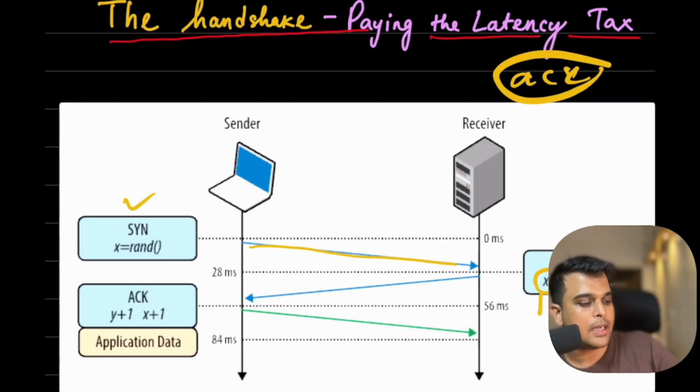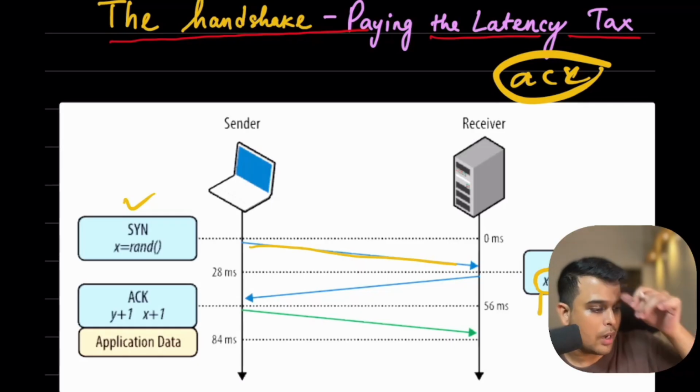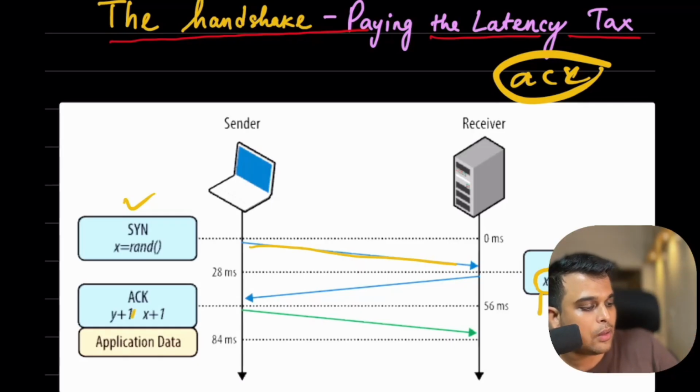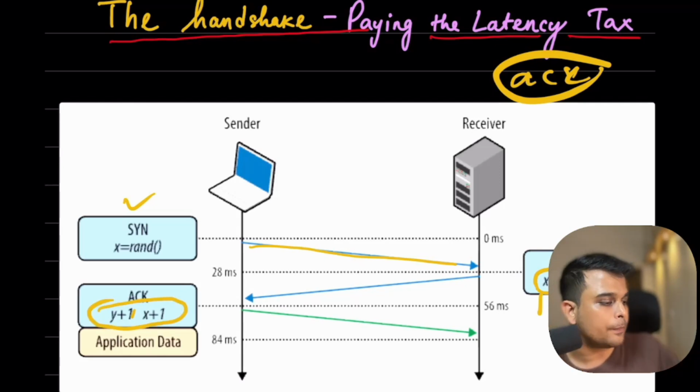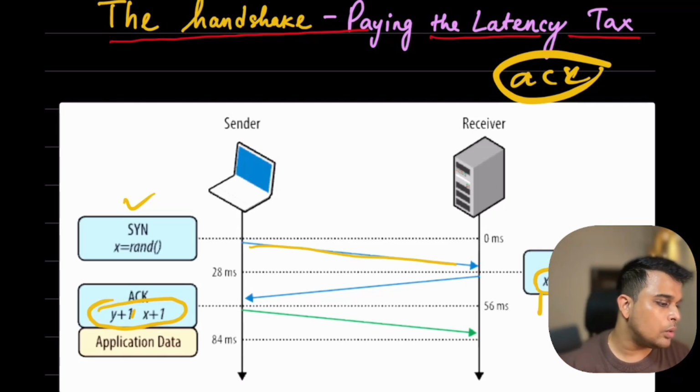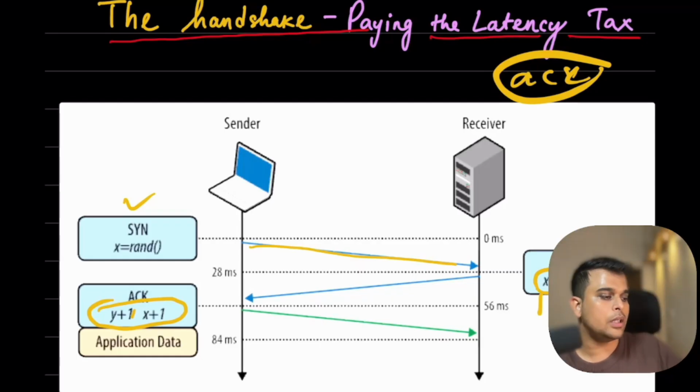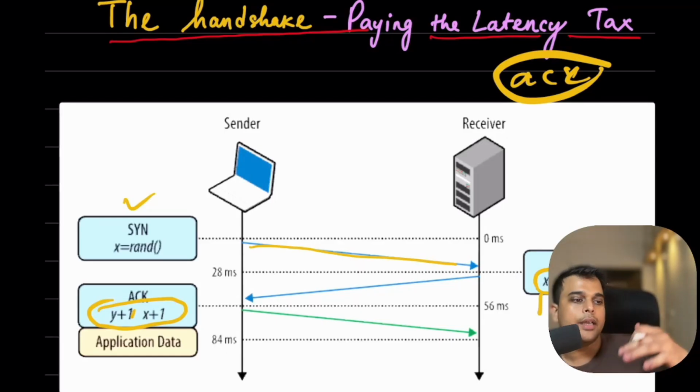When the sender receives it, it increments again by 1, and it gets the sequence Y plus 1 and X plus 1 with the acknowledgement. Now this value is Y plus 1 and X plus 1, right? Then it will flow the application data to the receiver, and this sequencing keeps happening. That is how your three-way handshake works and the ACK principle works in TCP transmission.